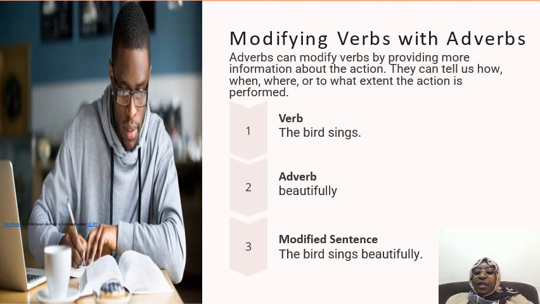Look at the verb in the first sentence. The bird sings. Okay? And we want to add an adverb, which is beautifully. So let's see the modified sentence. The bird sings beautifully. So when we say modifying, we mean describing. We describe how the bird sings by saying the bird sings beautifully. Very good.